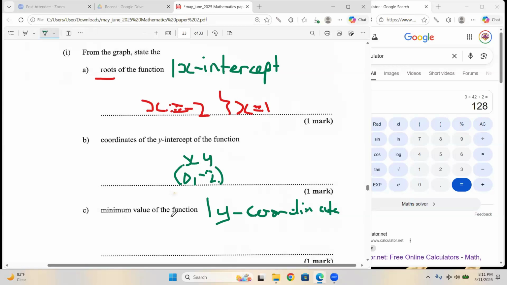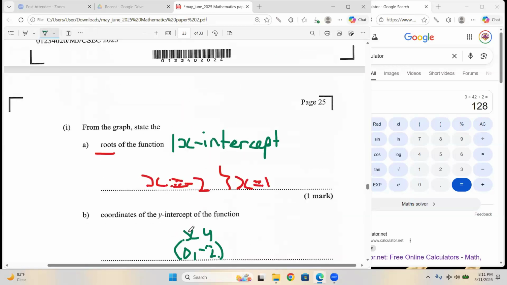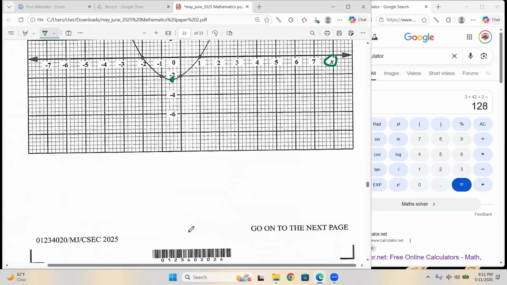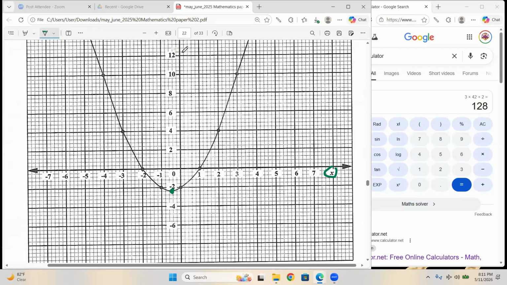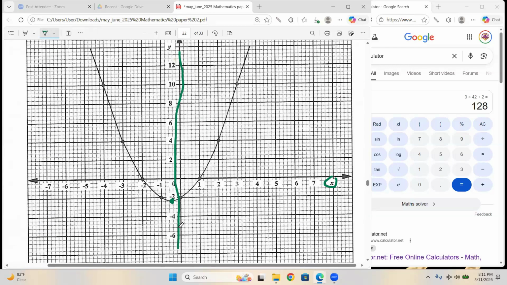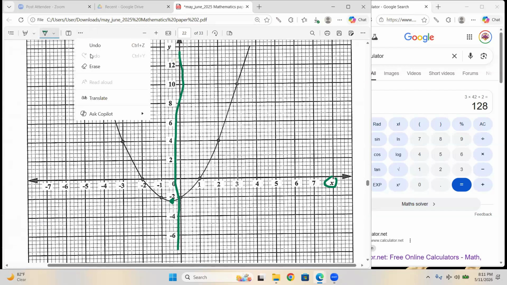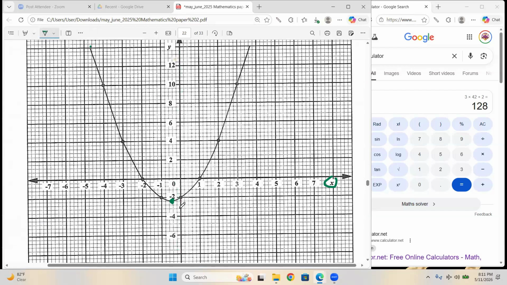But when they say minimum value, the lowest value, you read that from the y. So based on the y-axis, this axis over here, the minimum value is slightly below -2. It is not halfway between -2 and -4.